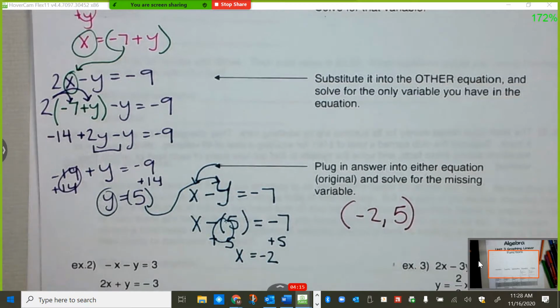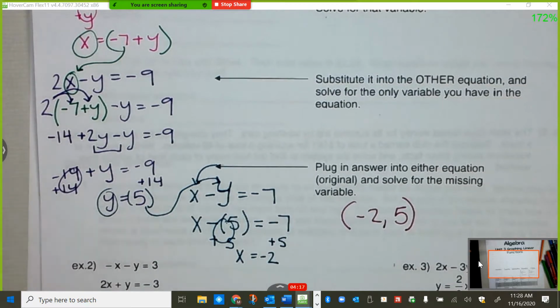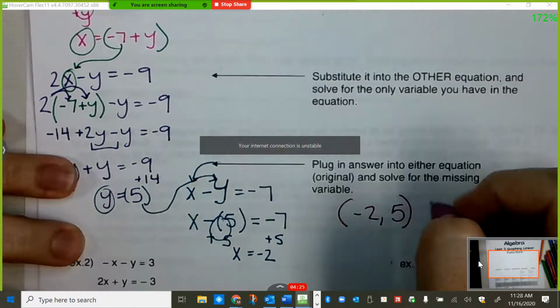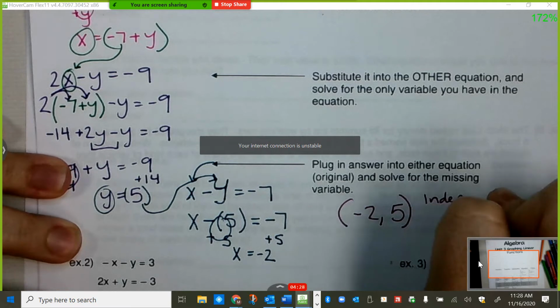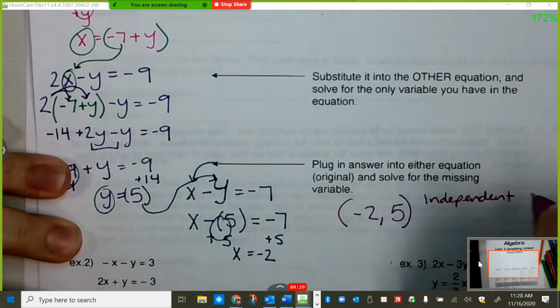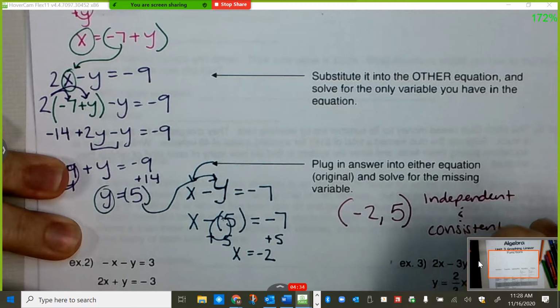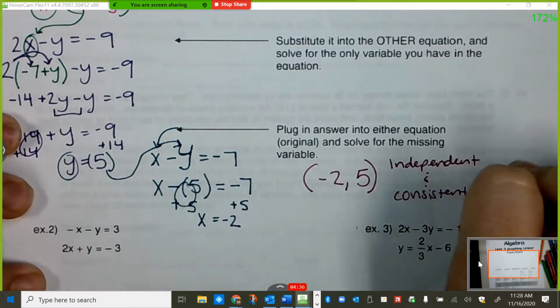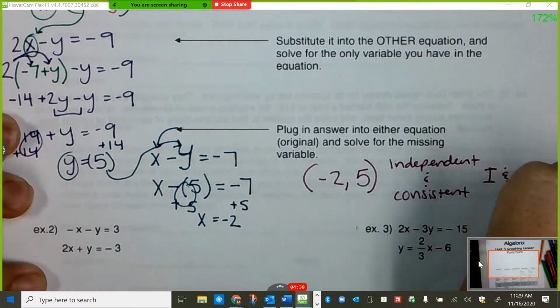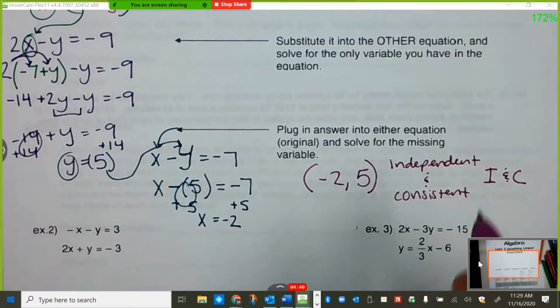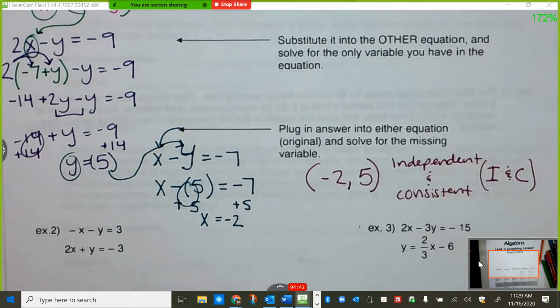Now, who can tell me what kind of system this is? Who remembers? The kind of system. Yes, you're exactly right. It's independent and consistent. So if you want to write I and C, that's fine. I just wrote it out just to remind you what those stand for. Okay? Remember, independent because it has one solution, consistent because it has a solution.